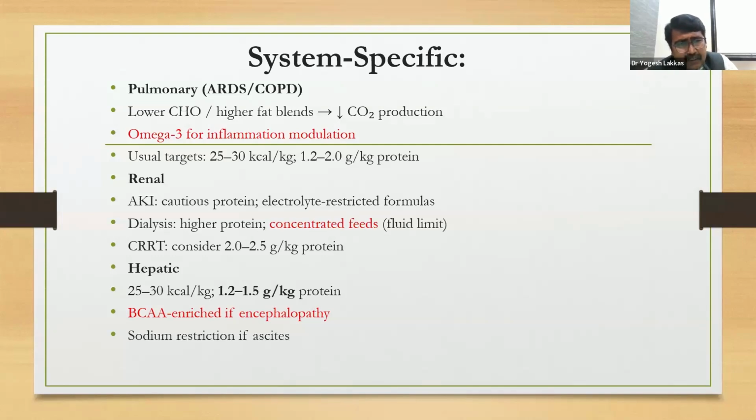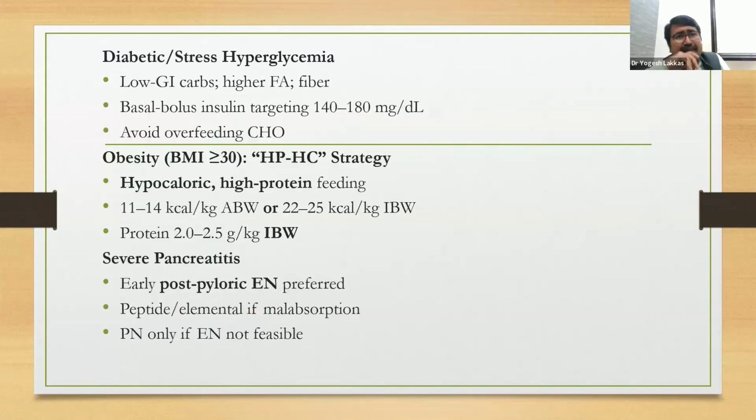In hepatic nutrition, hepatic failure, we have seen already this 25 to 30 kilocalorie per kg. Then protein can be given 1.2 to 1.5 gram per kg. Then branched chain amino acids can be supplemented and restrict the sodium. This we have seen.